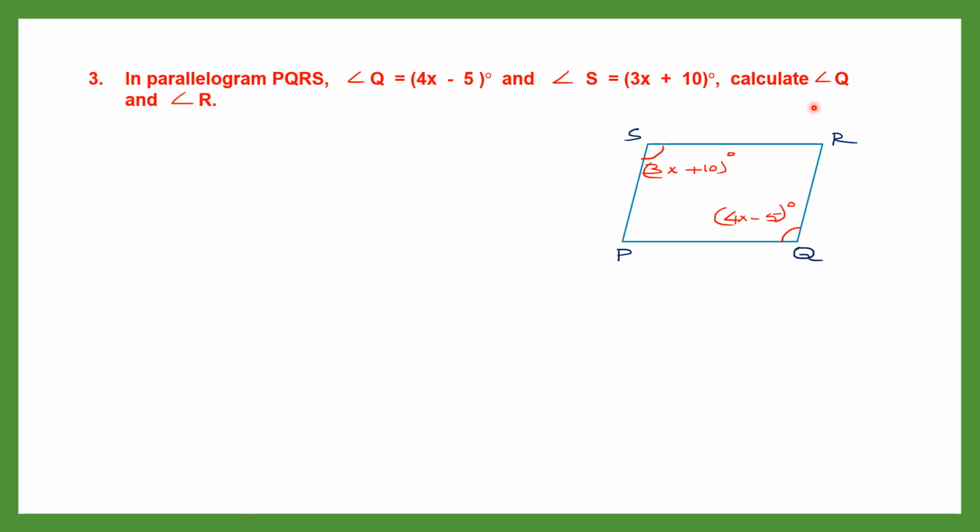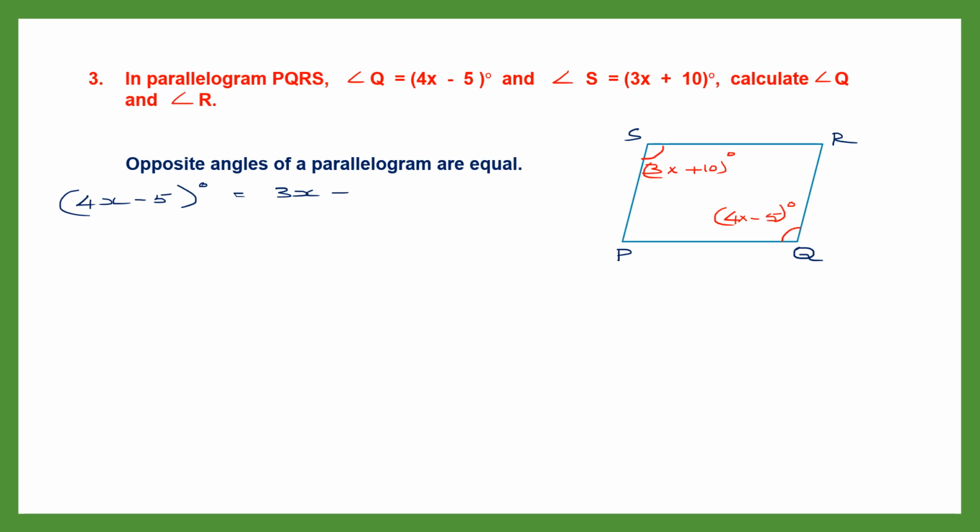Now we have to calculate angle Q. We have to find out the value of angle Q. Here we have to find out the value of x first, and then find out the value of angle Q and the value of angle R. So now these are the two angles given to us, and we know in a parallelogram opposite angles are equal. That means these two are equal to each other. So we can write that 4x minus 5 is equal to 3x plus 10. They're equal to each other according to this property of parallelograms.